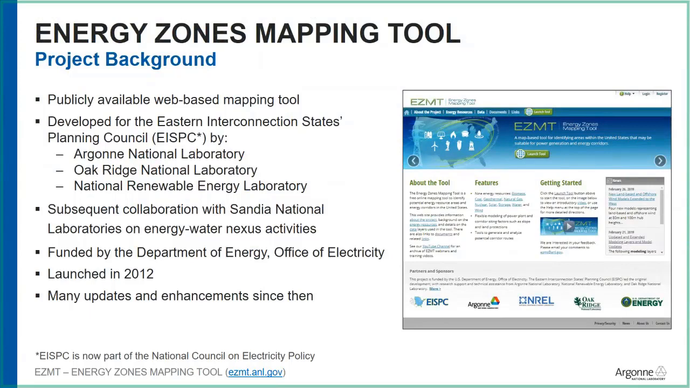All of this work is funded by the Department of Energy, Office of Electricity, and since the original launch in 2012, there's been quite a bit of updates and enhancements, most notably extending the scope of the tool from the Eastern Interconnection to the whole U.S. for the mapping library and for the lower 48 states for the modeling capabilities.